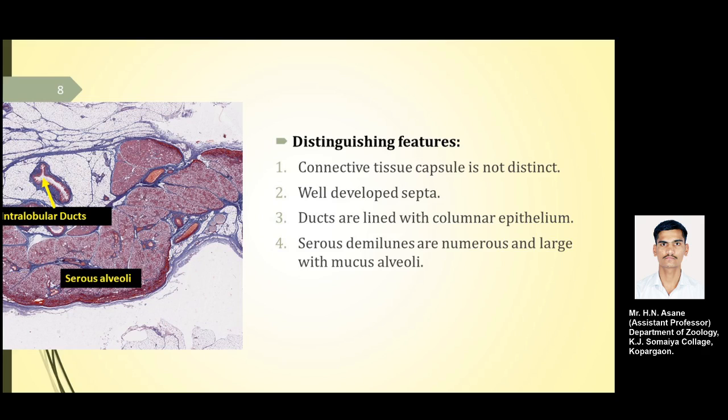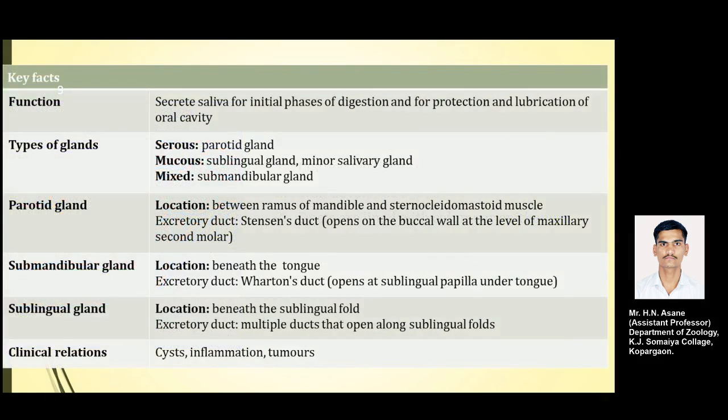Glands, salivary glands. Okay, so the key facts about the salivary glands, let's summarize all these things into one chart for a quick revision. The function of the salivary glands is to secrete saliva for the initial phase of digestion, and for protection and lubrication of the oral cavity. This will be the function as well as the peculiar characteristic of the salivary gland.